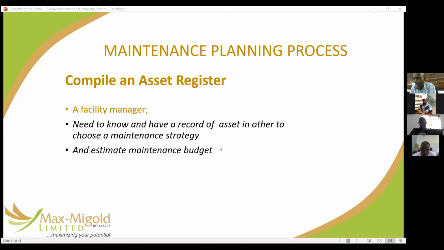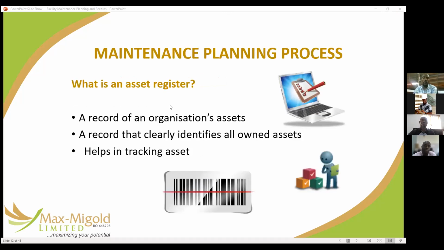But the bottom line is that, on average, even if there is going to be a variation, it couldn't be more than 5 or 10% above your estimated budget. These are what your asset register can assist you in doing. Compile an asset register. Then what is an asset register?